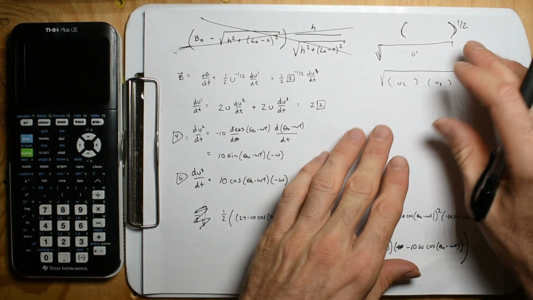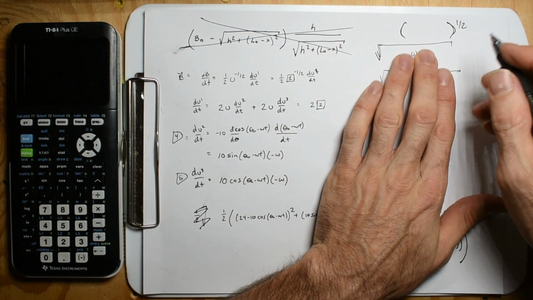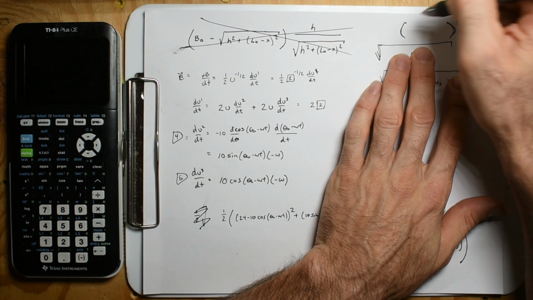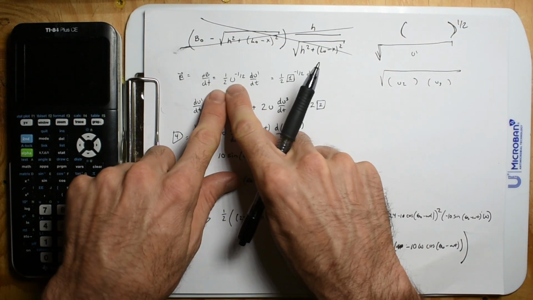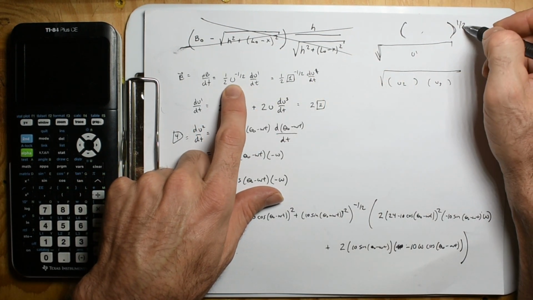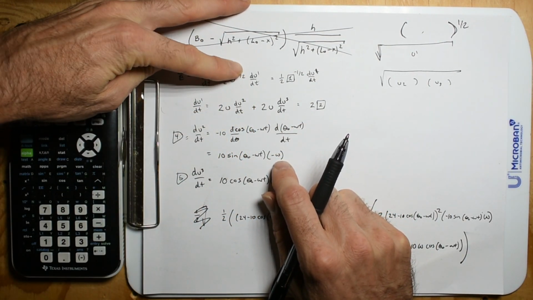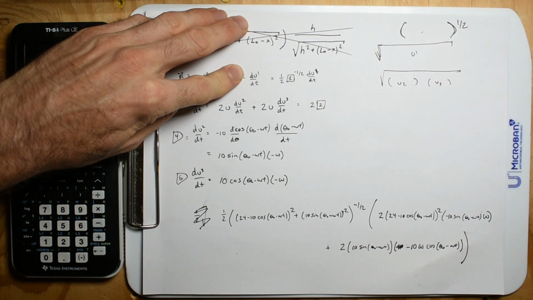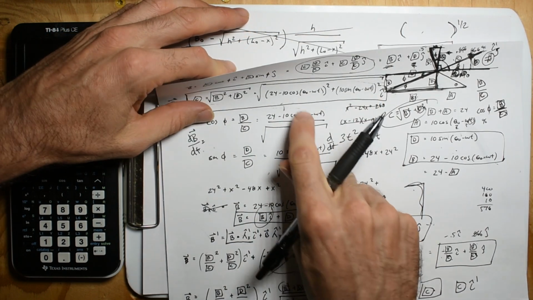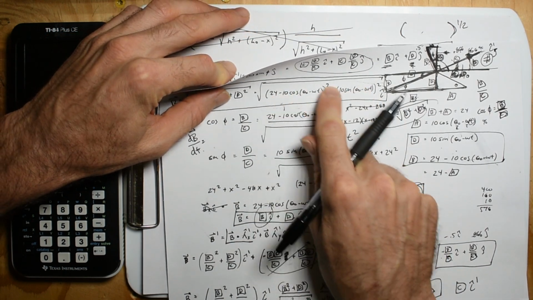You're going to forget everything inside for the time being, and you're going to bring down the half. So we're going to have 1/2, and then it's all that stuff to the negative 1/2. Sweet, and you're done with that aspect. But now you do need to take the derivative of the inside. We got two elements. Let's just start with the first one.